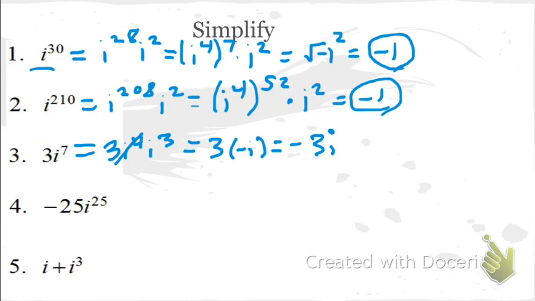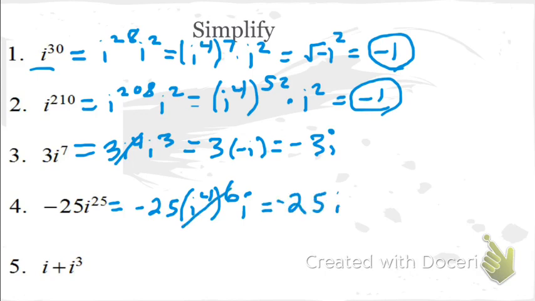-25 times i to the 25th. Again, we can break up 25 as i to the 4th to the 6th, and then you have an extra factor of i. So we get -25 times i, because this part is just equal to 1. And then last but not least, kind of like how when you're adding radicals, you can only add like radicals, so you simplify them first. When adding i, simplify each term first. So we can rewrite i cubed as -i. Now you can combine like terms, and you see those cancel out.